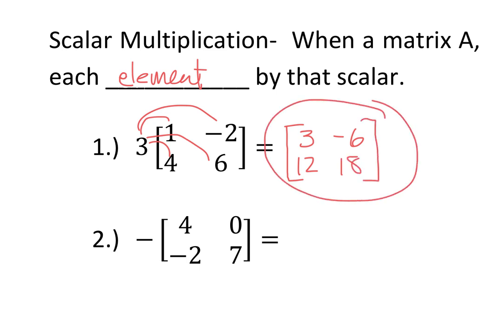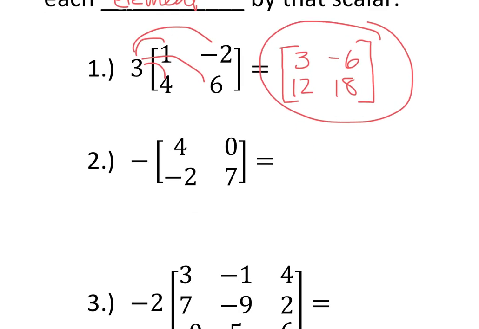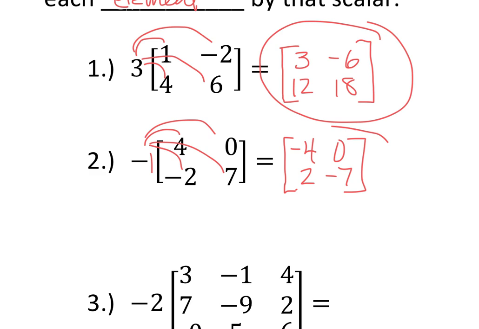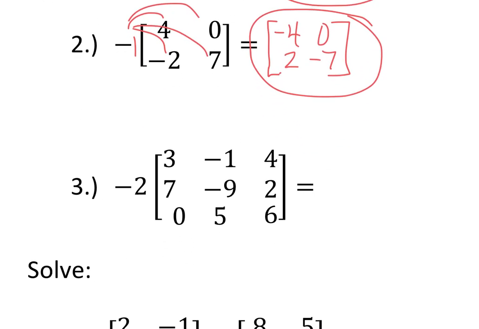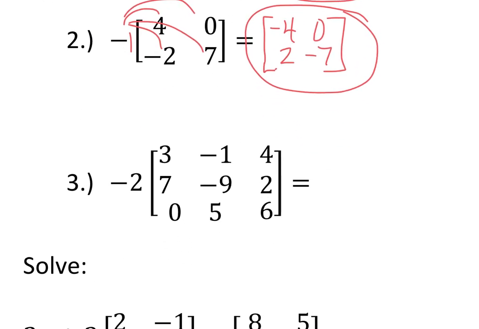So kind of a simple type of multiplication there. We might also see one that has a negative out front, and we treat that just like we always have as a -1. It essentially just will flip the sign of everything inside there. So -4, 0, +2, and -7. And there we go.